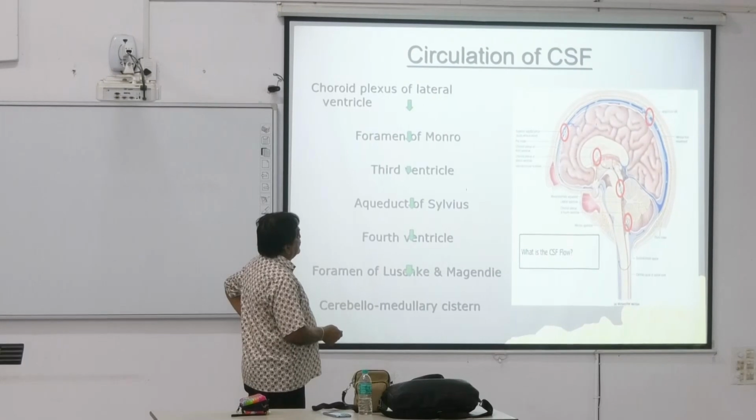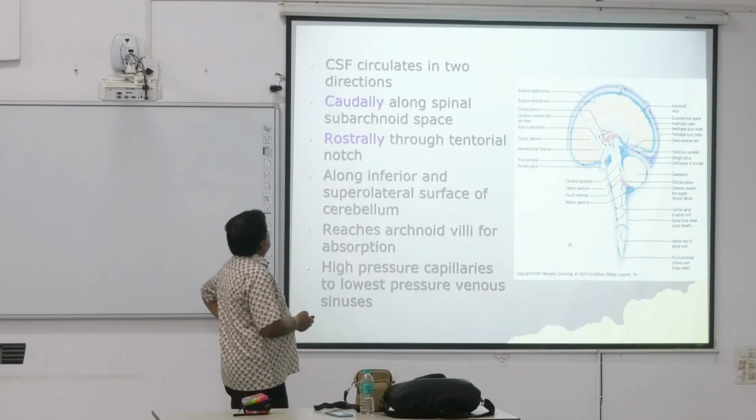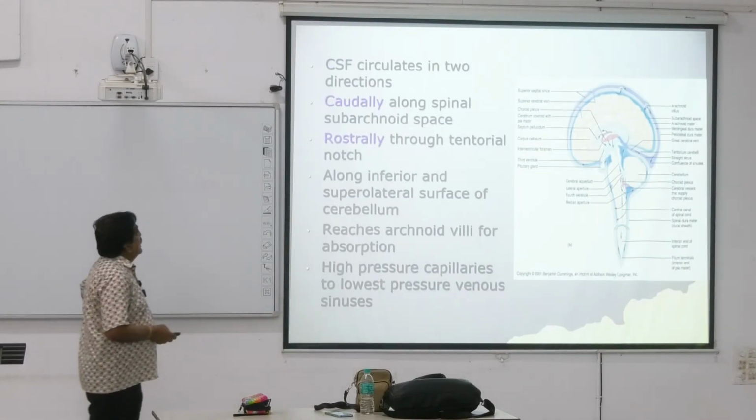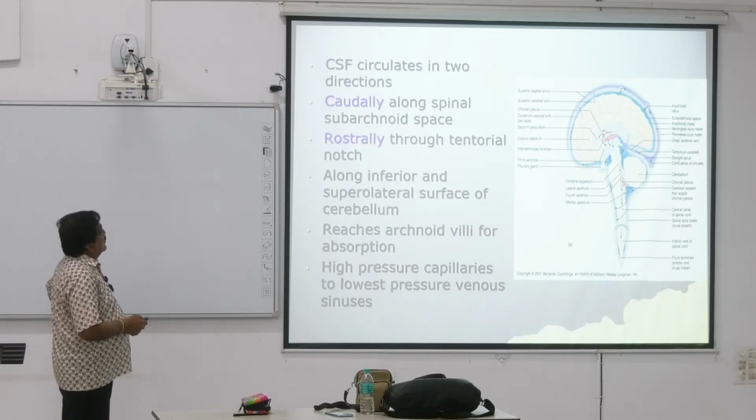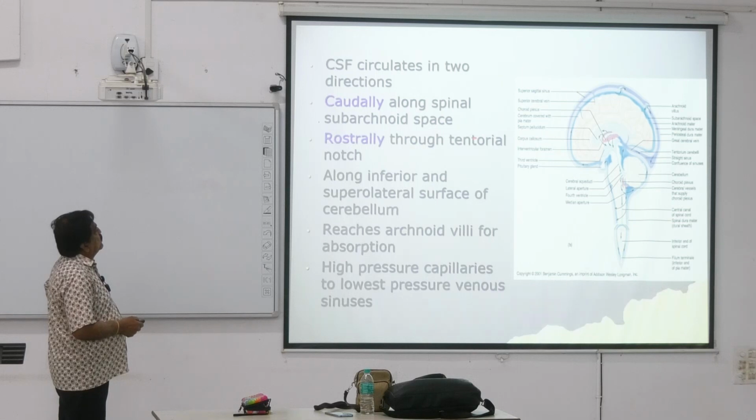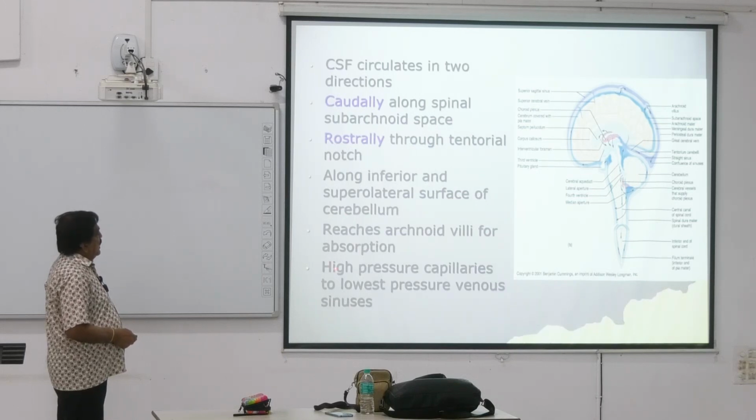Now, CSF circulates in two directions: caudally along the spinal subarachnoid space, and rostrally through the tentorial notch, along the inferior and superolateral surface of the cerebrum, reaching the arachnoid villi for absorption. It flows from high pressure capillaries to the lowest pressure venous sinuses.